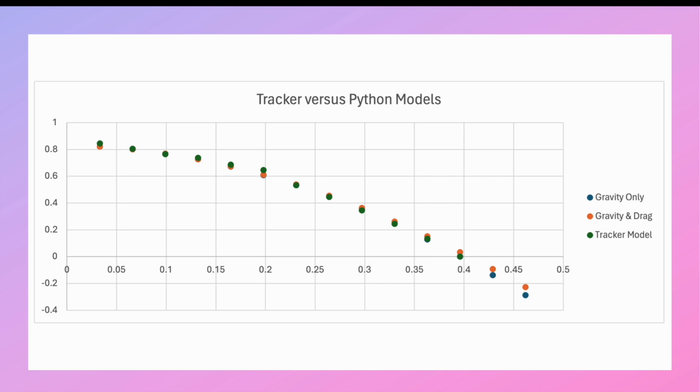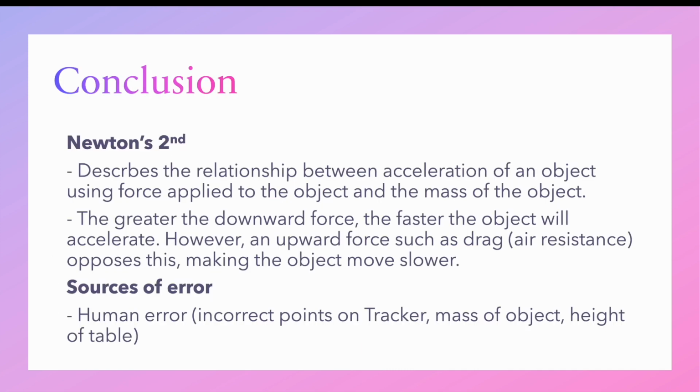So in this diagram, you can see our position versus time graph of our Tracker versus our Python models, and there are some slight differences, but overall they do follow the same kind of direction, which means that our actual situation, although not perfect, is headed in the right direction.